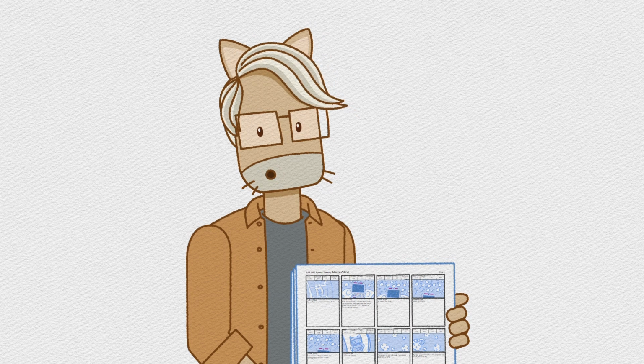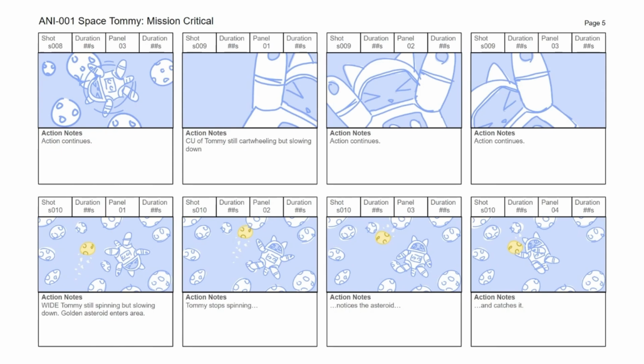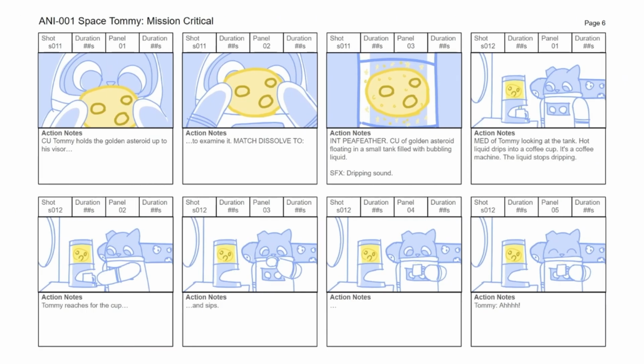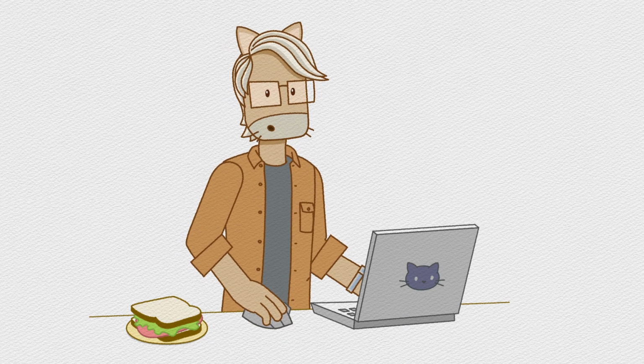The next step in pre-production is to create the storyboard. A storyboard is like a comic book version of the animation, with each panel depicting part of a scene and a camera angle. A storyboard can be drawn on paper or in any paint program. Today, I'll be drawing the storyboard for Apple Cat in Moho.